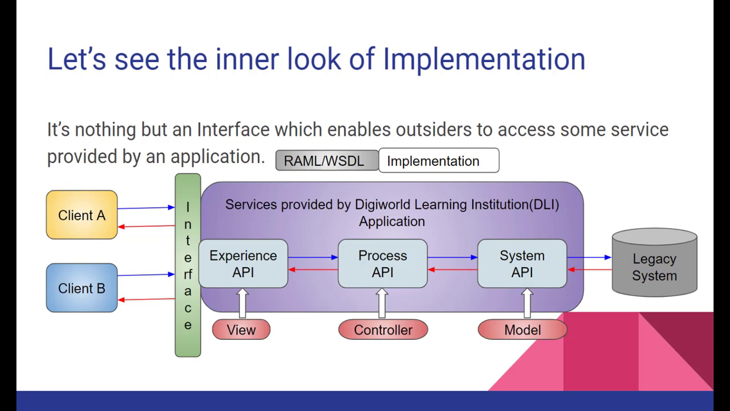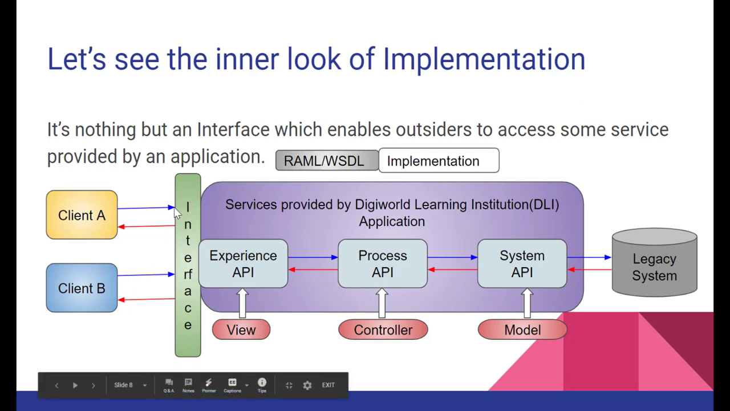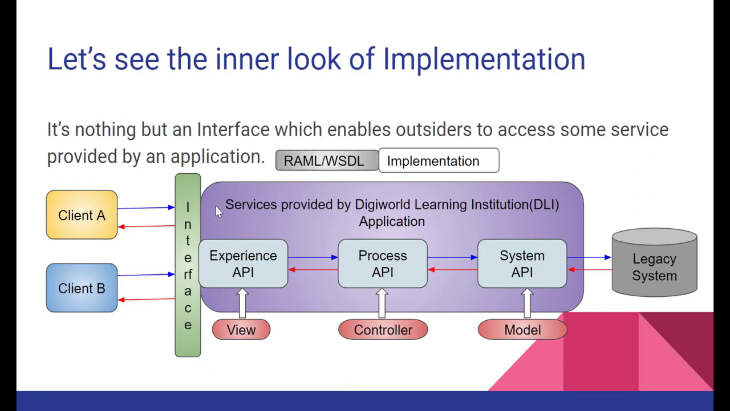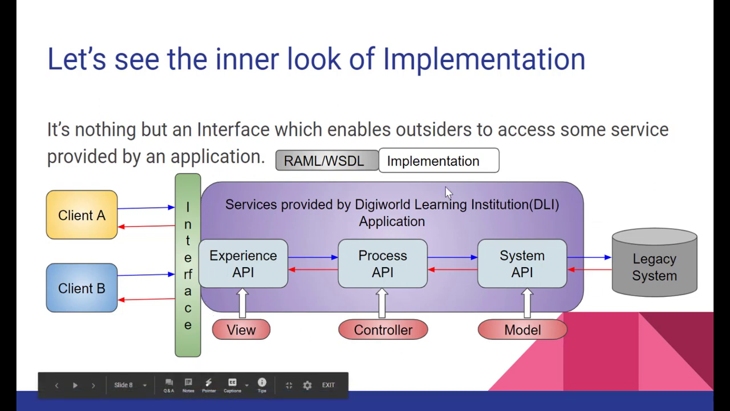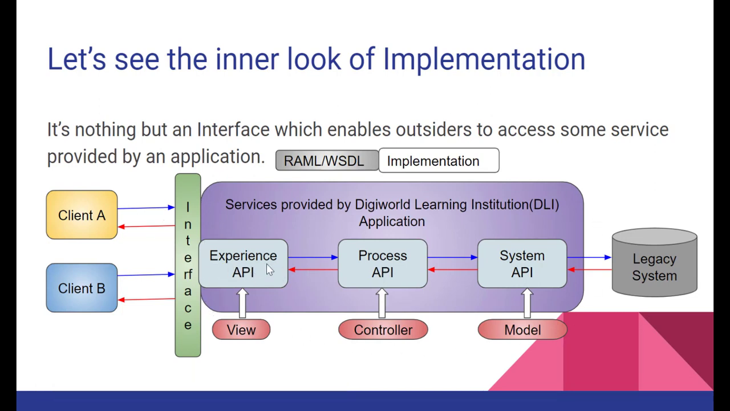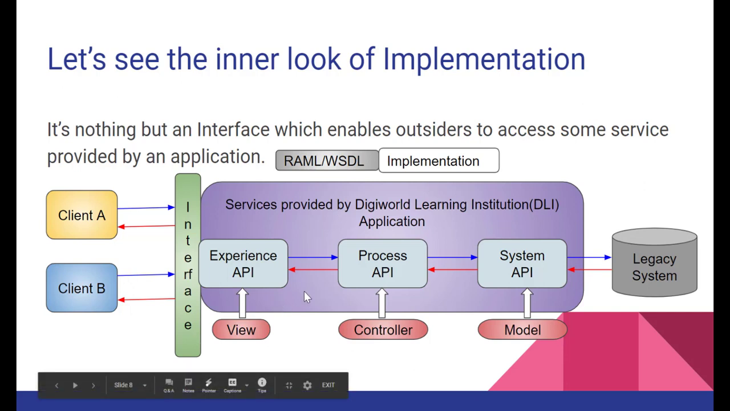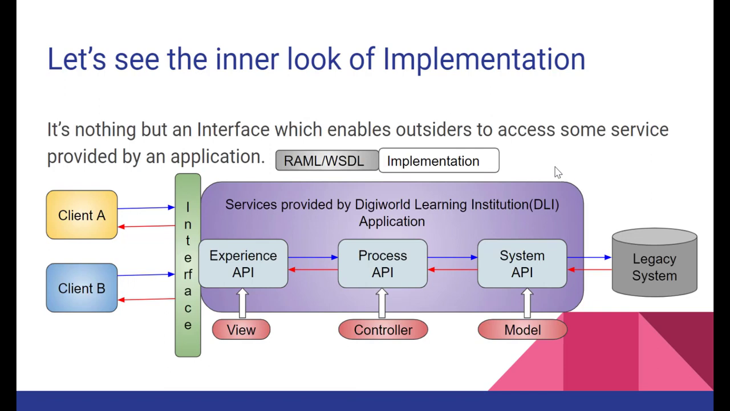And here if you see, there is also an interface I have mentioned. We will look into this part later, but for now you should think about the implementation as divided into three sections: experience API, process API, and system API, right? As you can see, the system API directly interacts with the legacy systems or the underlying systems, and this basically follows the traditional model view controller MVC framework, right?